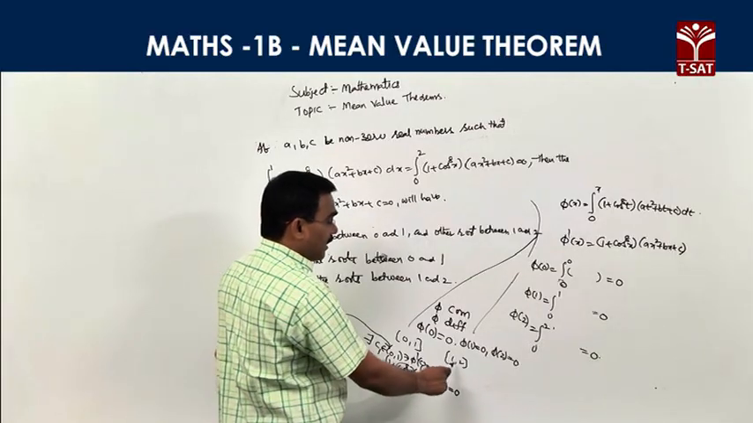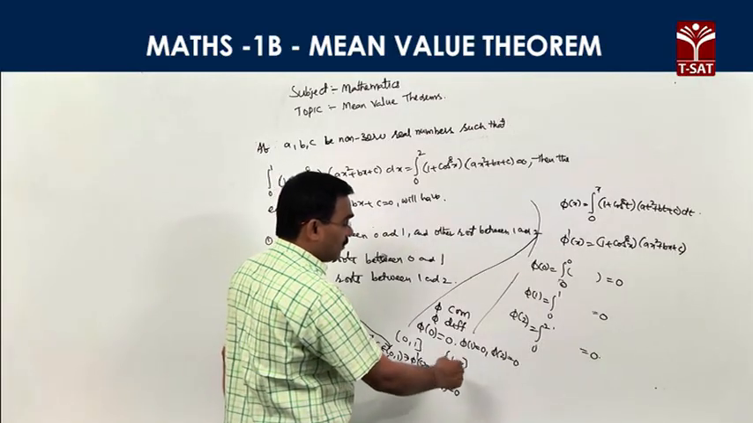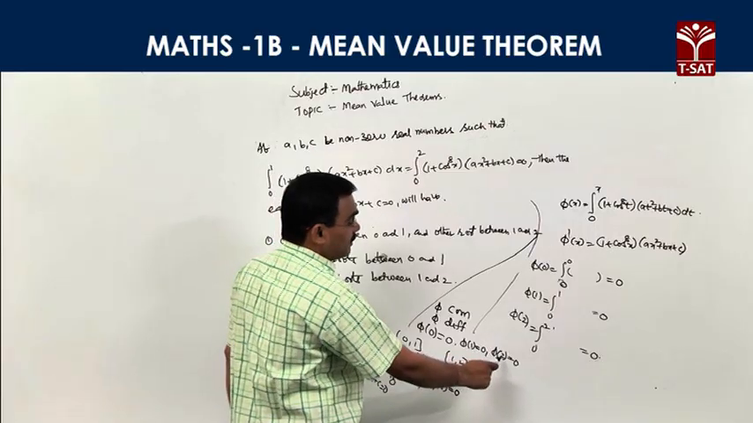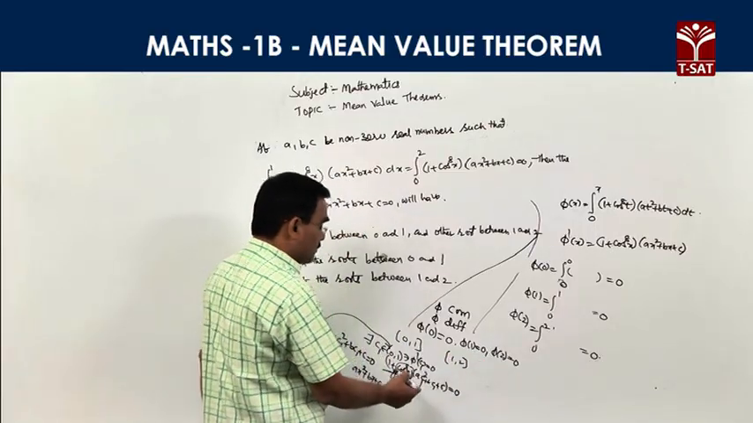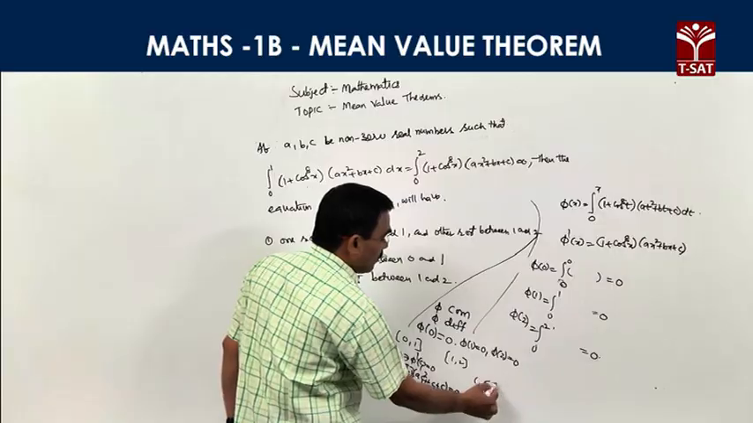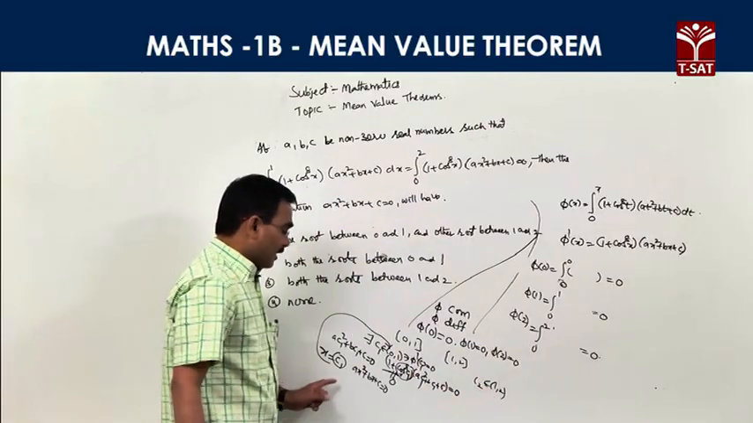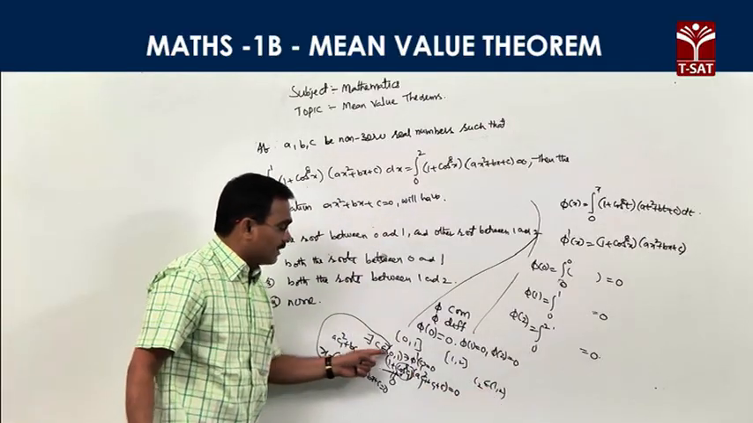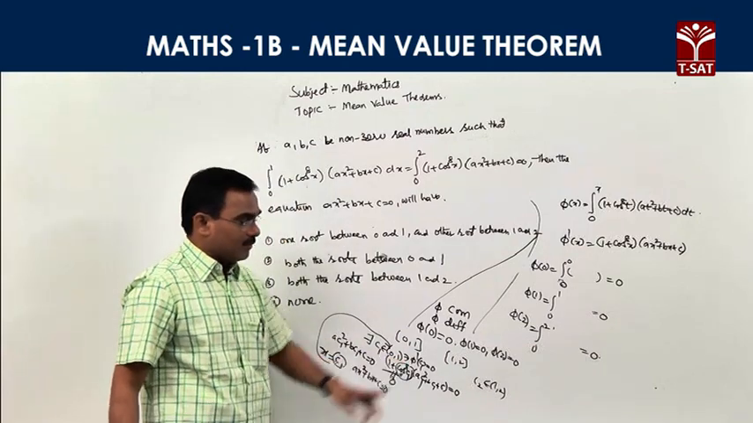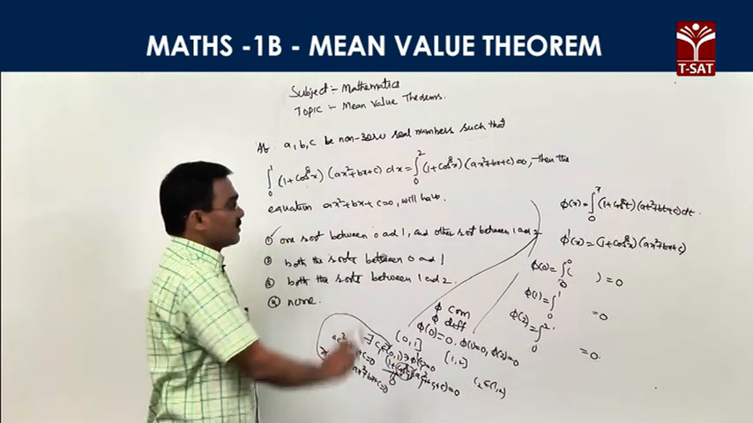Similarly, applying Rolle's theorem in the closed interval [1, 2]: here phi(1) = 0 and phi(2) = 0. Similarly applying here, another root c2 lies in the open interval (1, 2). So one root lies in the open interval (0, 1) and another root lies in the open interval (1, 2). The first option is correct, right.